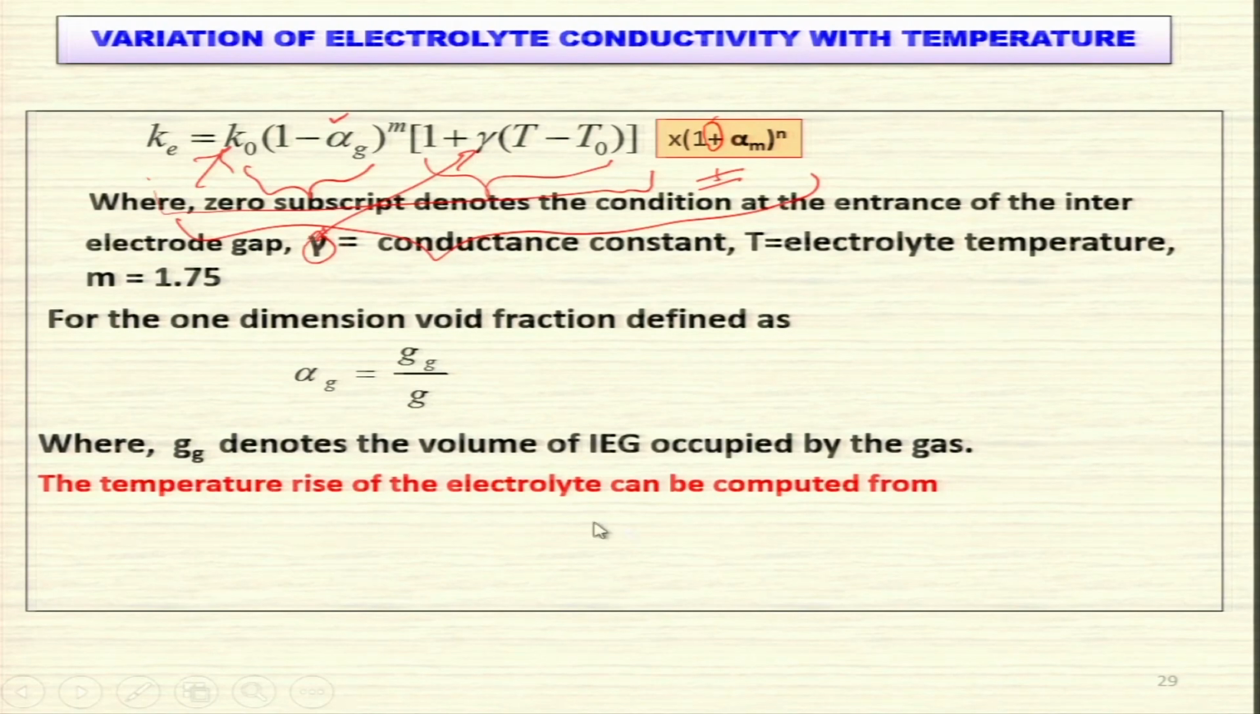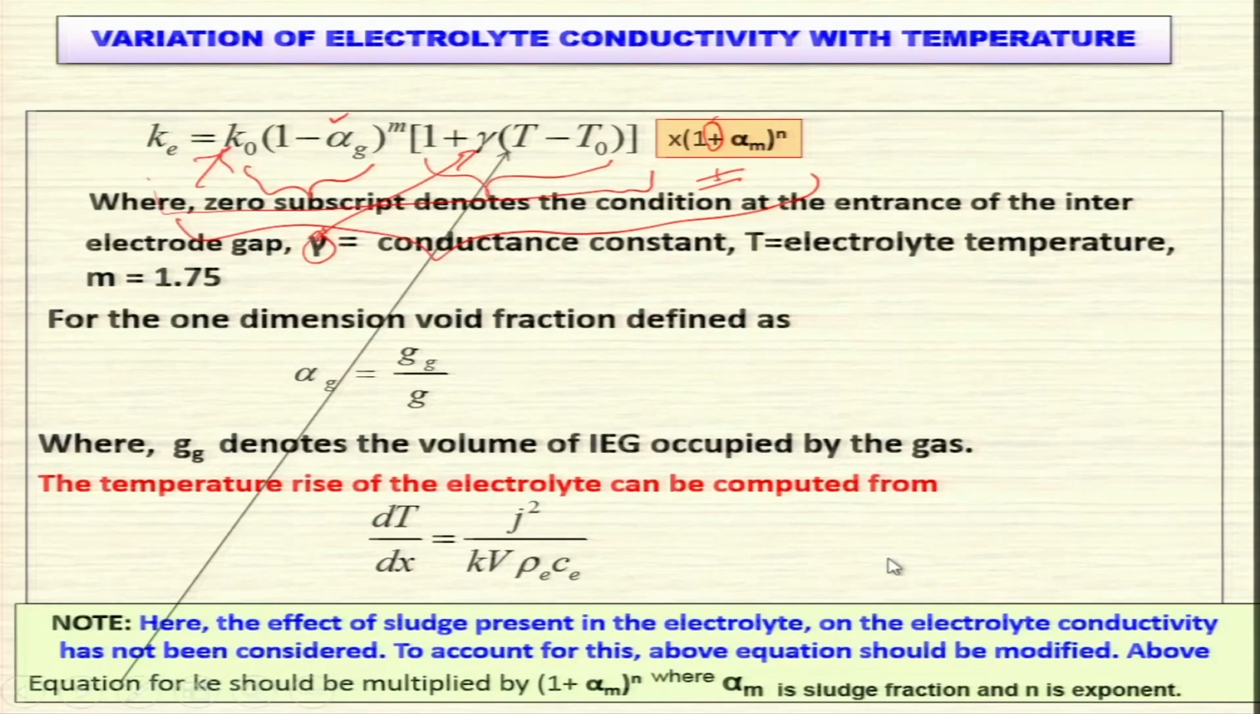The temperature rise of the electrolyte can be computed from dT over dx equals J square, K, small k, B, rho, E, C. J is the current density that I have shown to you. This should be the capital J. And here the effect of sludge present in the electrolyte on the electrolyte conductivity has not been considered. When only this equation was given up to this T0, it was not considered.